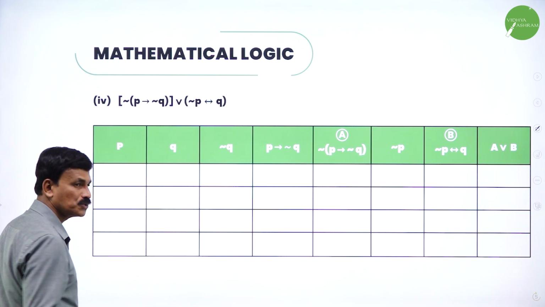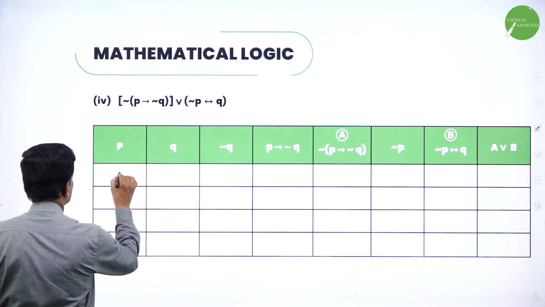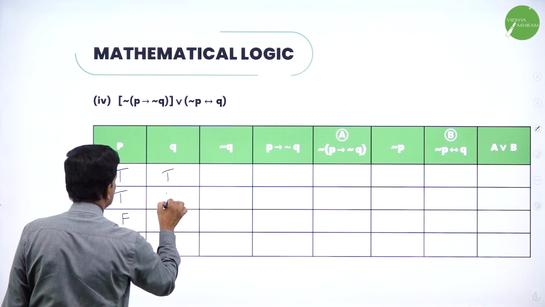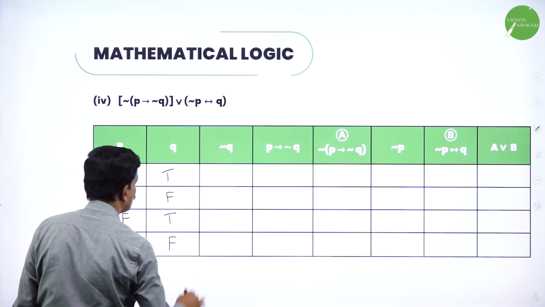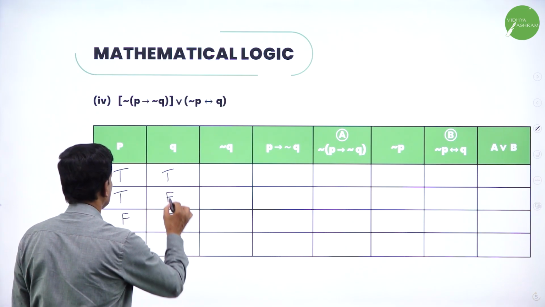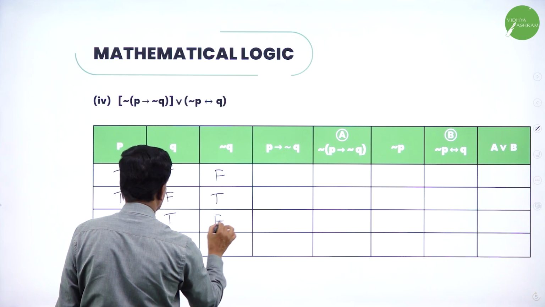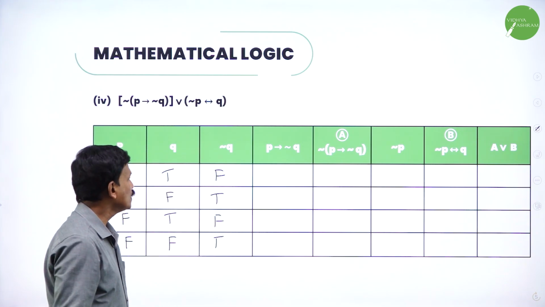Now let us write the truth values for this. As you know, it is T, T, F, F. This is T, F, T, F. Now negation of Q. Negation of Q means negation of true is false, false is true, true is false, false is true. Okay, next up.